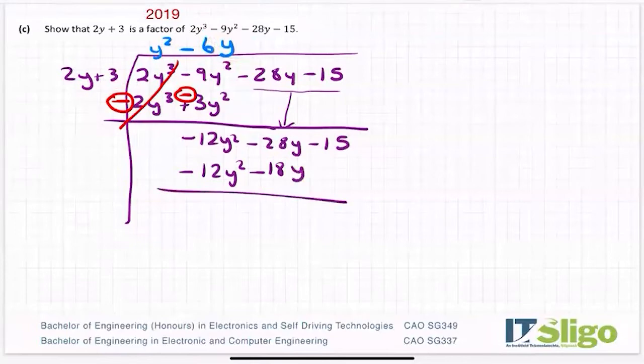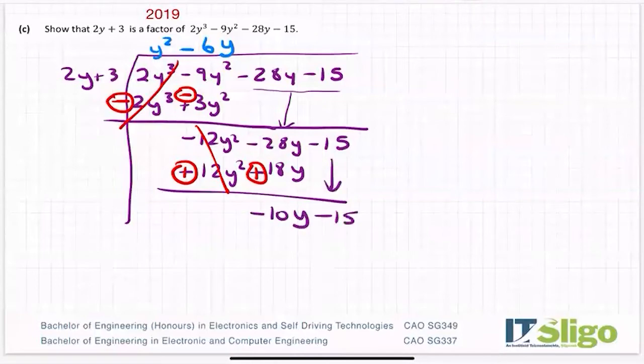Put a line under it, change the sign. And why does the sign change? Well, remember I take it away to get a remainder, but minus by minus gives me a plus. Remember I'm taking it away. That minus by this minus will also give me a plus. So if you remember it as it changes the sign, then you won't go too far wrong. Minus 12 plus 12 cancels. That's what I would hope. And then I have minus 28y plus 18y gives me minus 10y. And we take down the minus 15.